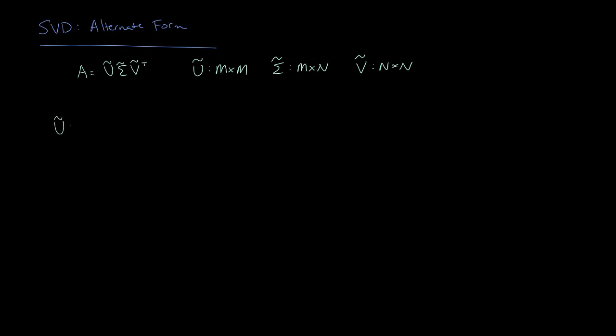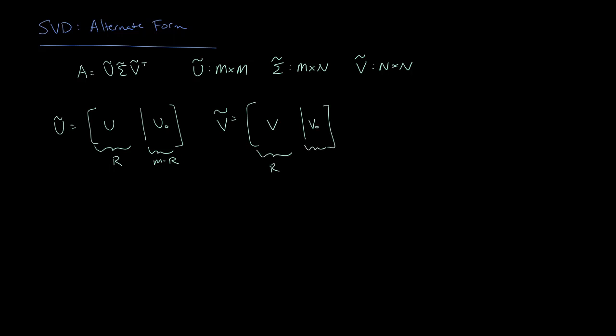Well, U tilde is simply the concatenation of U with some additional columns, denoted U naught. So we have the R columns from U and the M minus R columns from U naught to form an M by M matrix. V tilde is the concatenation of the original V, which had R columns, with an additional V naught, which has N minus R columns to make an N by N matrix. And sigma tilde is just the M by N matrix you get by taking a matrix of all zeros and putting sigma in the first R rows and columns.